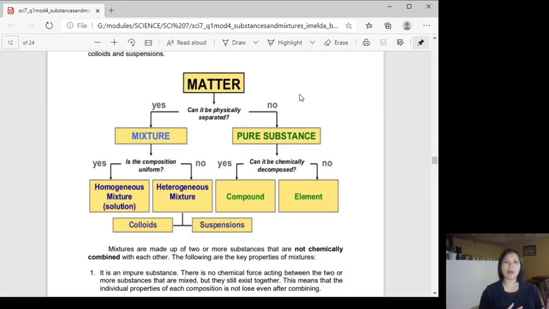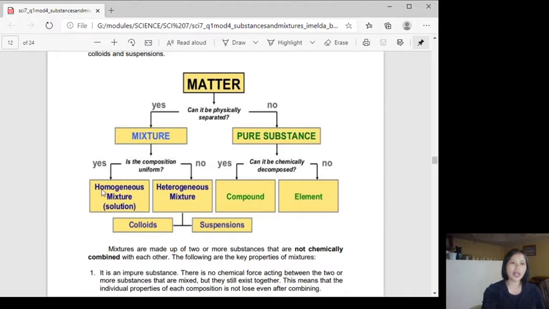Now, if it can be separated physically, then you call it a mixture. If the matter cannot be separated physically, then it is called a pure substance. Now, mixtures can be classified or has two categories. What are they? What are the two categories of mixtures? You have homogeneous mixtures and heterogeneous mixtures. They are classified based on whether the composition is uniform or not.